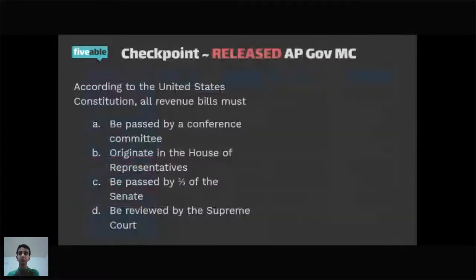Could everyone read the question and think about what you think is the answer? This is a released AP government multiple choice question, so this would mirror something that you could see on the AP exam. Then in the chat, if you could put down what you think is the answer.